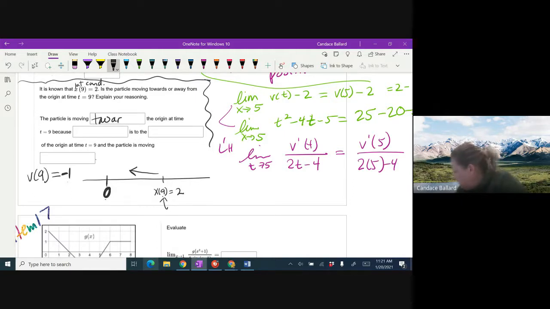And I probably typed in toward, not towards, at the time t equals 9, because x of 9 equals 2 is to the right side of the origin at time t equals 9, and the particle is moving to the left. My guess is it was filling in the blanks, right? Because we might have been a little bit iffy on the blanks.